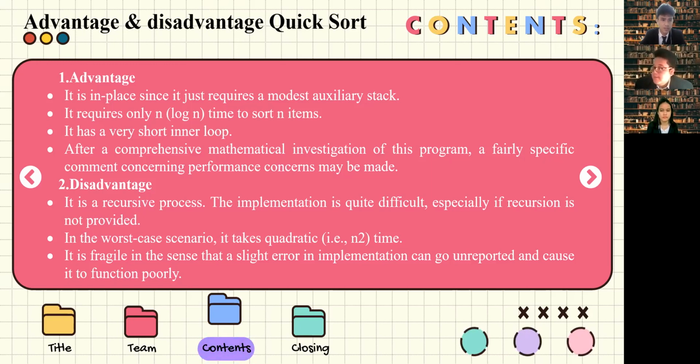Disadvantages. First, it is a recursive process. The implementation is quite difficult, especially if recursion is not provided. Second, in the worst case scenario, it takes quadratic, i.e. n squared, time. Third, it is fragile in the sense that a slight error in implementation can go unreported and cause it to function poorly. Next.